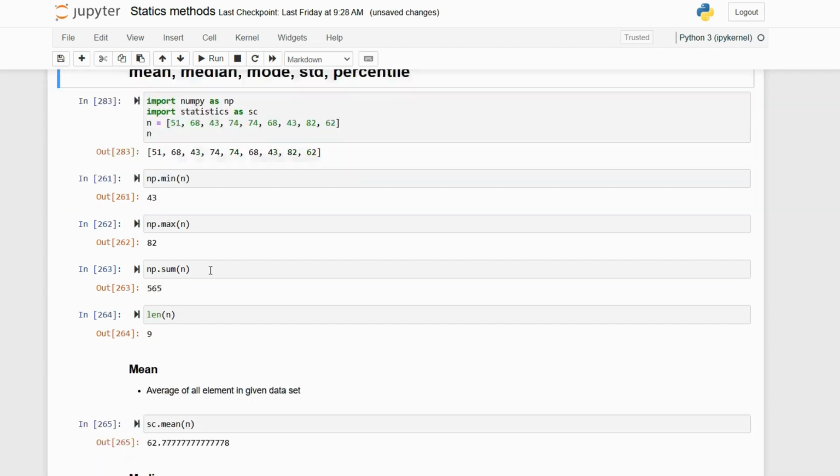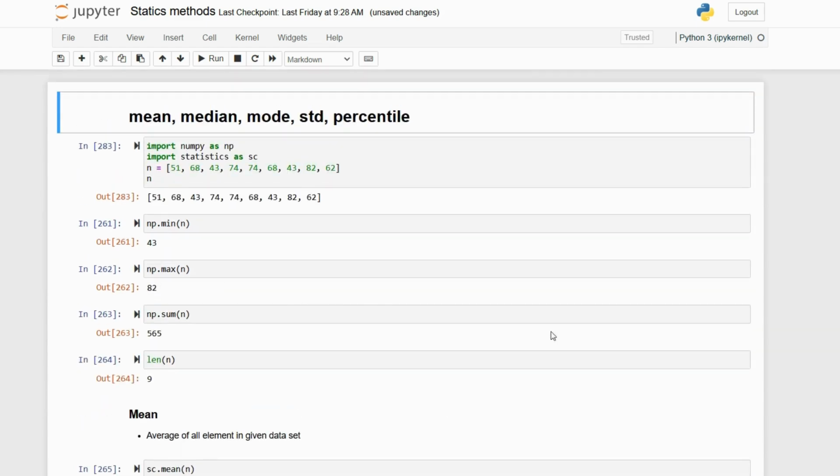We have seen these functions one by one, but there are many other methods which combine all these details into a single command and give us a proper idea about our data set. That exercise we'll do in the next video, where we do some data assessment using these basic functions.